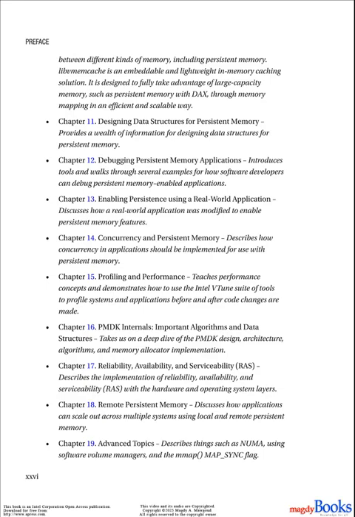Chapter 17. Reliability, Availability, and Serviceability, RAS. Describes the implementation of reliability, availability, and serviceability, RAS, with the hardware and operating system layers. Chapter 18. Remote Persistent Memory. Discusses how applications can scale out across multiple systems using local and remote persistent memory. Chapter 19. Advanced Topics. Describes things such as NUMA, using software volume managers, and the mmap MAP_SYNC flag.